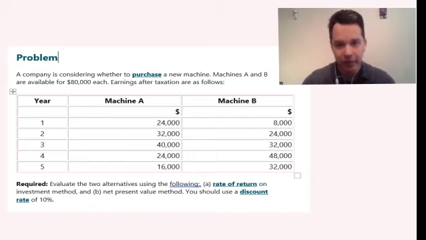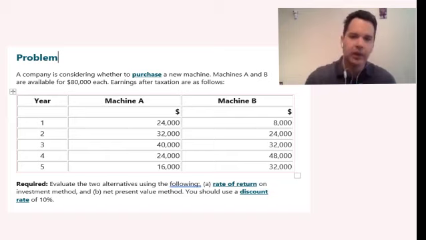Earnings after taxation are as follows. So you have year 1 through 5. Machine A: the first year would be $24,000. Year 2, $32,000. Year 3, $40,000. Year 4, $24,000. And year 5, $16,000. Going over to machine B, the first year would be $8,000. The second year, $24,000. The third year, $32,000. Fourth year, $48,000. And the fifth year, $32,000.